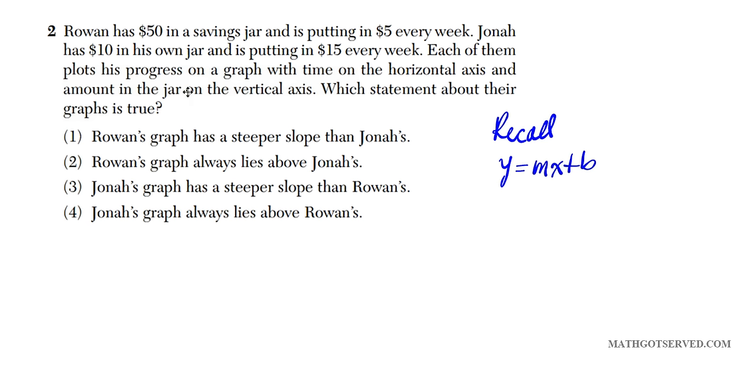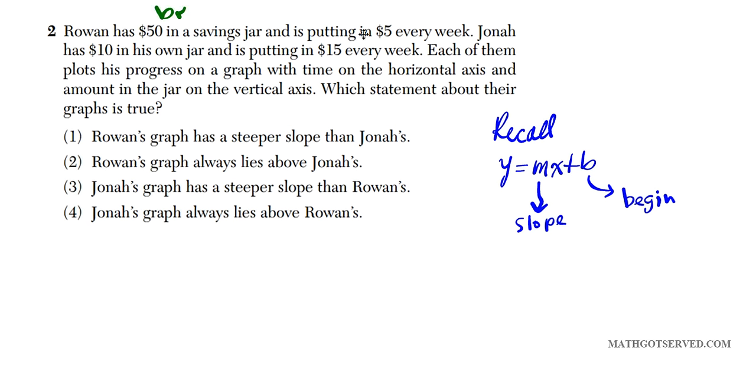Okay? So m is your slope. That's how much do they save every week, okay? And b is your y-intercept. Think about it as your beginning, b for beginning. How much money did they begin with? Okay, so for Rowan, Rowan has $50 in a savings jar. So this is the beginning for Rowan. I'm going to call it b for Rowan.